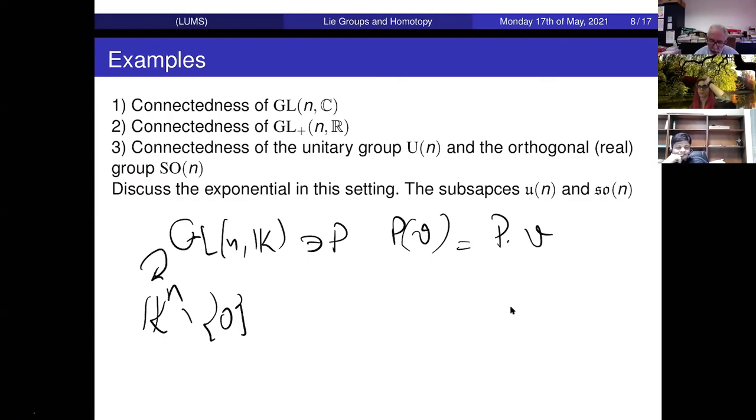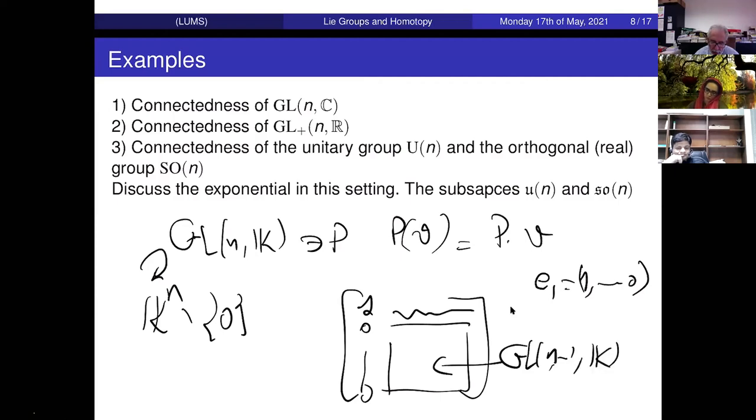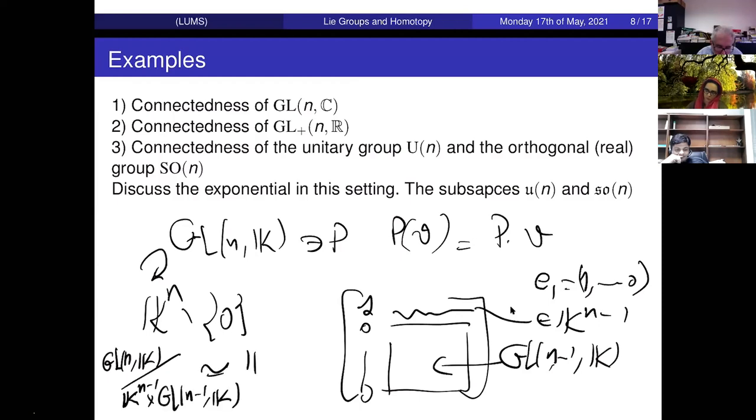And what is the stabilizer of this? It is the set of matrices which look like this. So this is GLn-1(K), and this is a vector in K to the power n-1. So we have the situation like this: GLn(K) over the stabilizer, K^(n-1) semidirect GLn-1(K), is bijectively homeomorphic to this set.